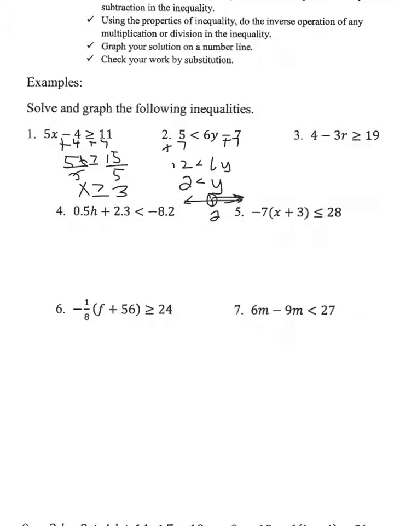Number 3, you're going to have to subtract 4 from both sides. So you drop down your negative 3r is greater than or equal to 15, and then divide by negative 3. And the key piece for this lesson and this chapter is if you divide by a negative, you flip your inequality symbol. So it's negative 5. So r has to be less than or equal to negative 5. So that is your negative 5, closed circle, shade to the left.